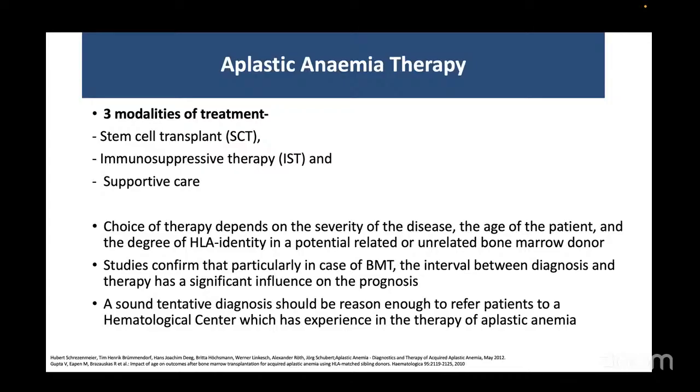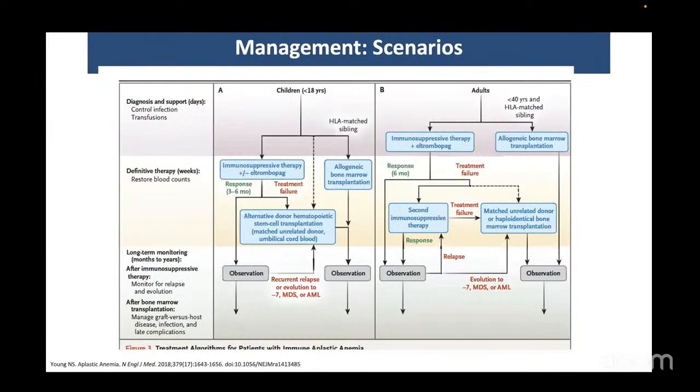Okay, a sound tentative diagnosis should be reason enough to refer patients to a hematological center which has experience in the therapy of aplastic anemia. So let's look at the management scenarios in children less than 18 years and in adults less than 40 years.